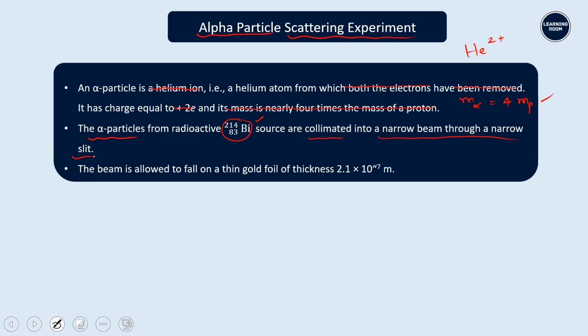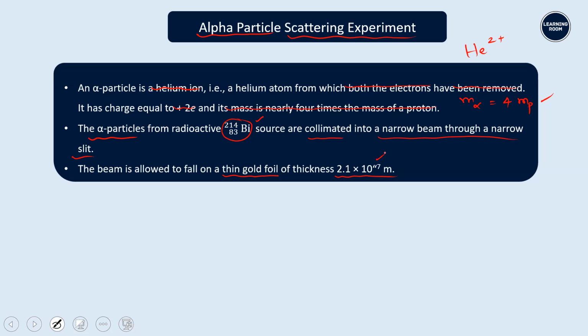Now, this beam of alpha rays which is getting generated is allowed to fall on a thin gold foil. The reason why gold foil was chosen at that point of time is, one, maybe I think it was cheap at that point. Secondly, gold is highly malleable and ductile, so it can be drawn into obviously thinner sheets, right? So the beam is allowed to fall on a thin gold foil of thickness 2.1 into 10 power.